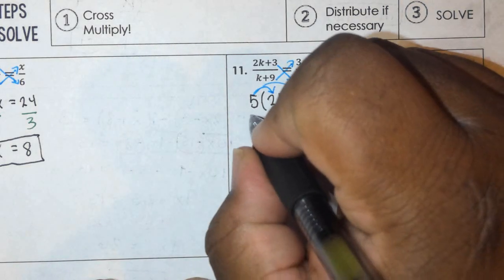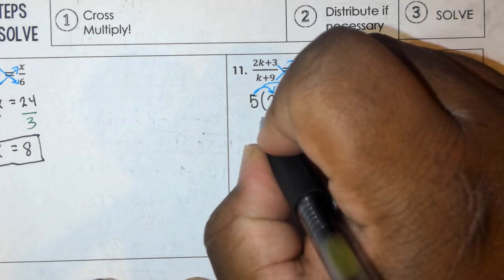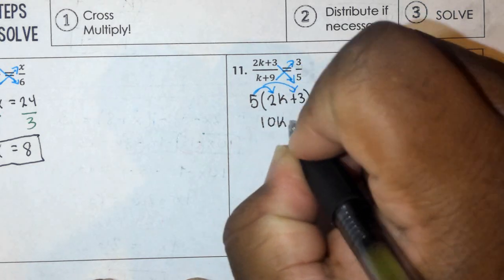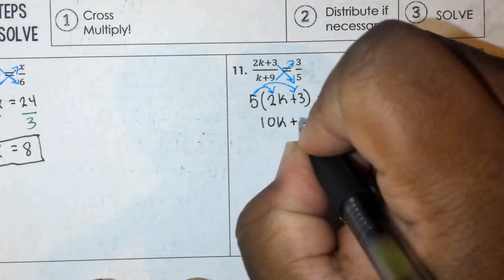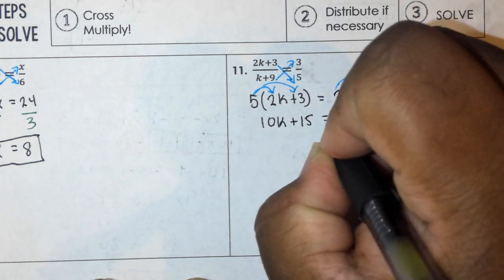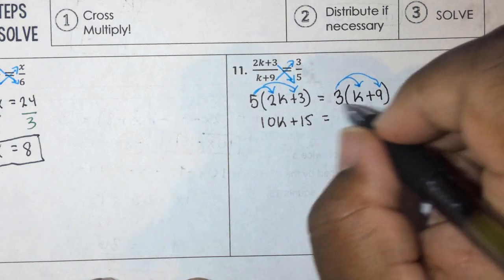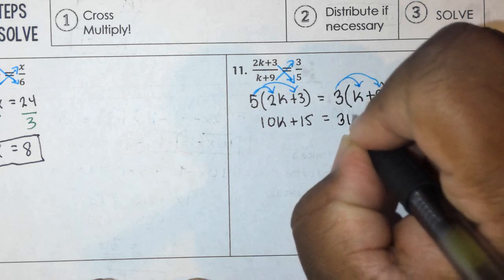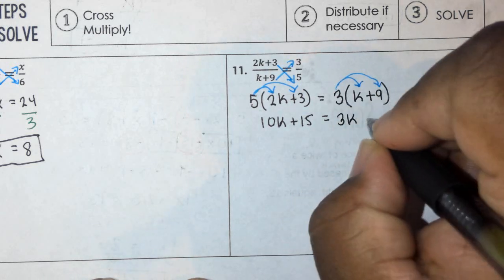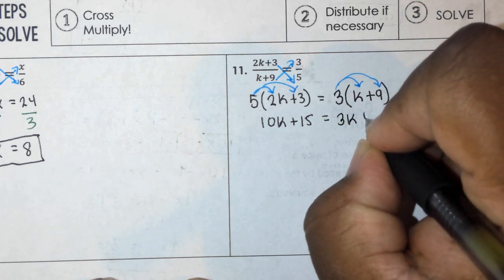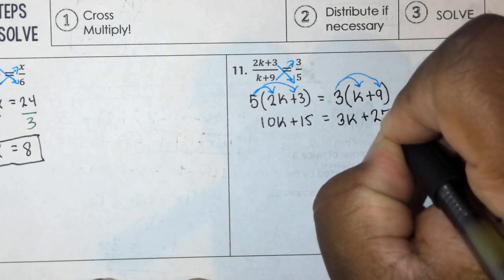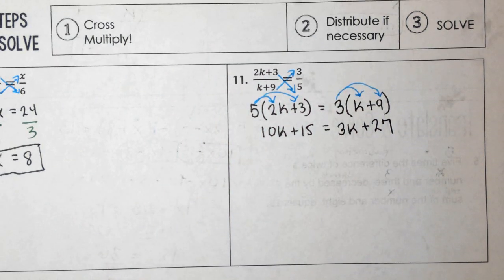And then write your line. So, 5 times 2k is 10k. 5 times 3, 15. Equals, on the other side, 3 times k is 3k. And then 3 times 9 is 27. So, this is my equation now with variables on both sides.